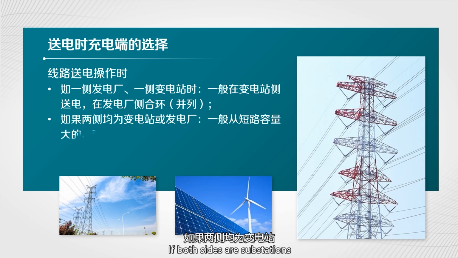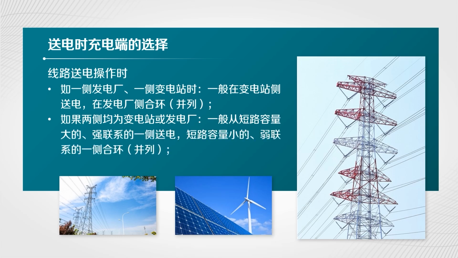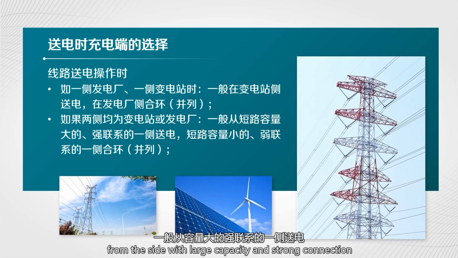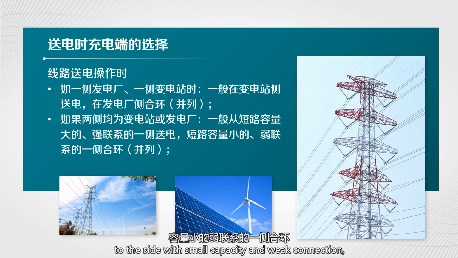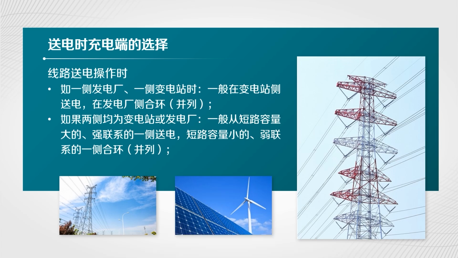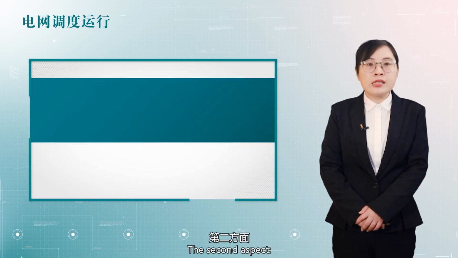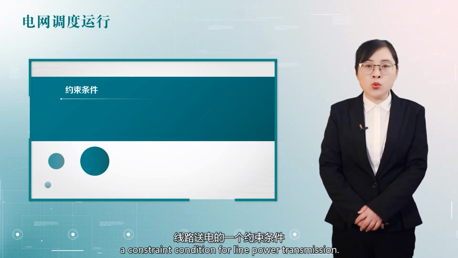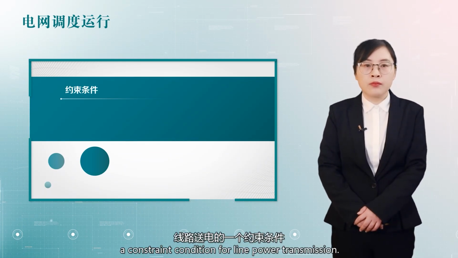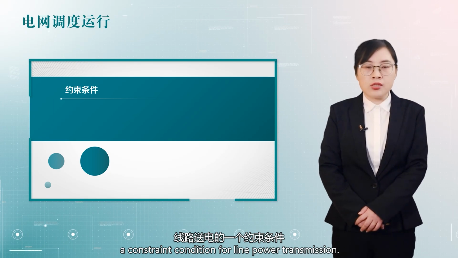If both sides are substations or power plants, the loop is usually closed from the side with large capacity and strong connection to the site with small capacity and a weak connection, except for special regulations. The second aspect, a constrained condition for line power transmission.